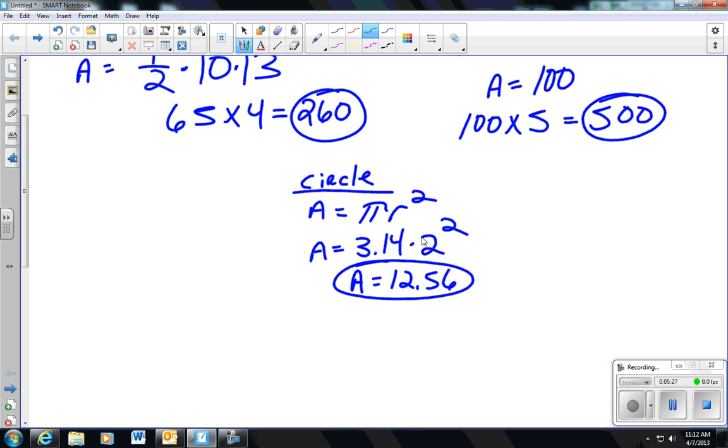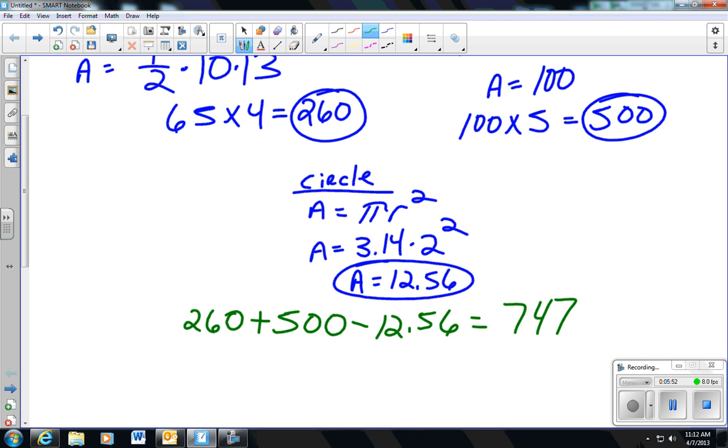And so again, we want to add the 4 triangles, 260, plus the area of the 5 squares, 500, and we want to take away the area of the circle, 12.56. And we type all of that into our calculator, and we will get 747.44 inches squared. And again, this one is surface area.